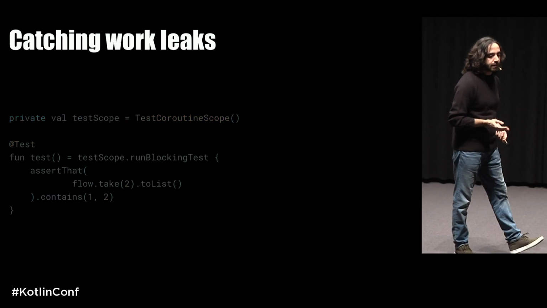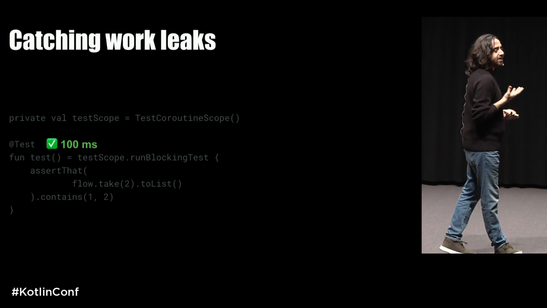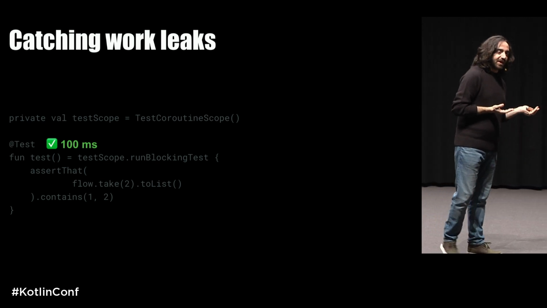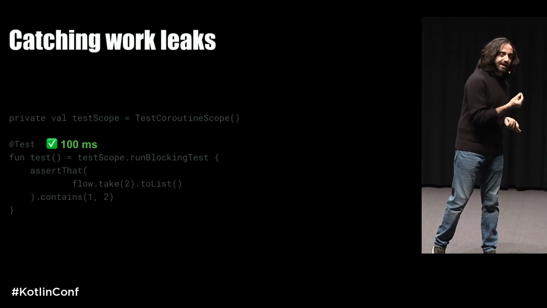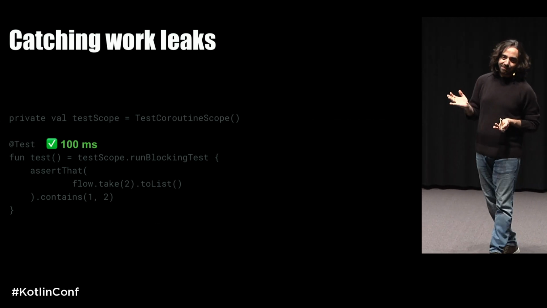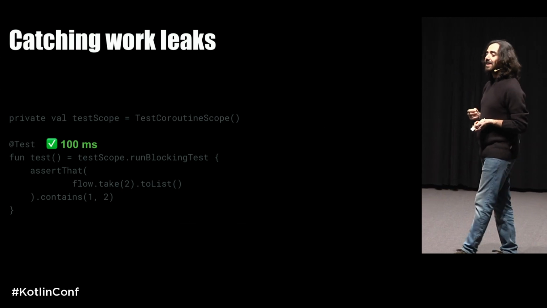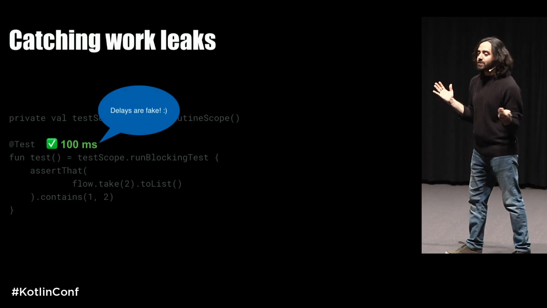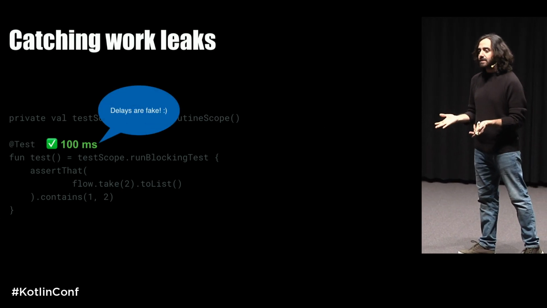It will pass. I will also pass in a duration like 100 milliseconds or so. So we have a test that has a 1-second delay in it. And the test passes in less than 100 milliseconds. It doesn't make much sense. So what's happening here is that the time is fake. There is no real time in TestCoroutineScope.